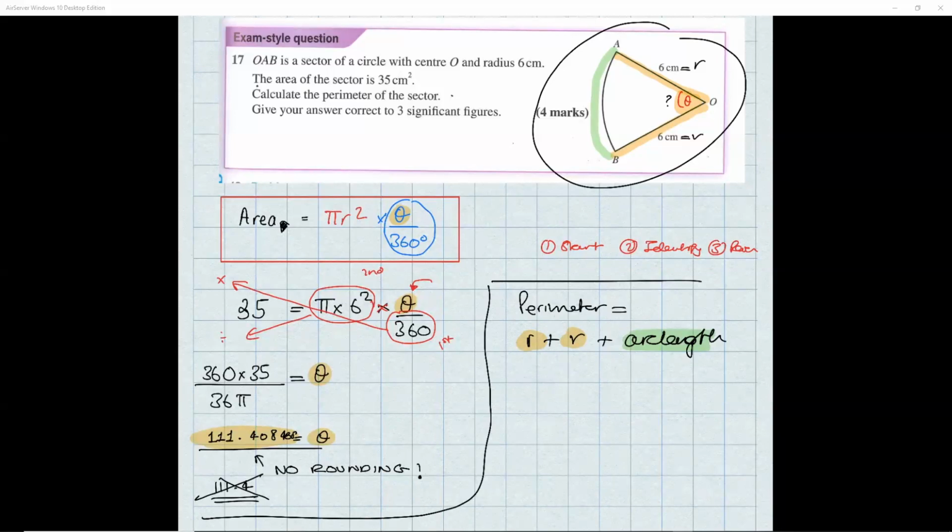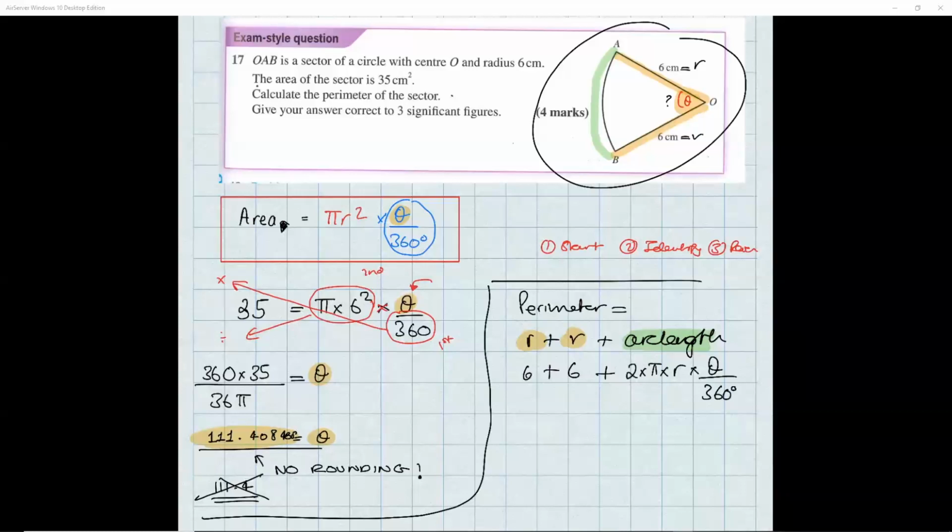So let's start putting some numbers into it. The r is equal to 6. And the other r is equal to 6. And now the arc length. We haven't worked out the arc length yet. How would you work it out? Pi times 2r times the angle over 360.